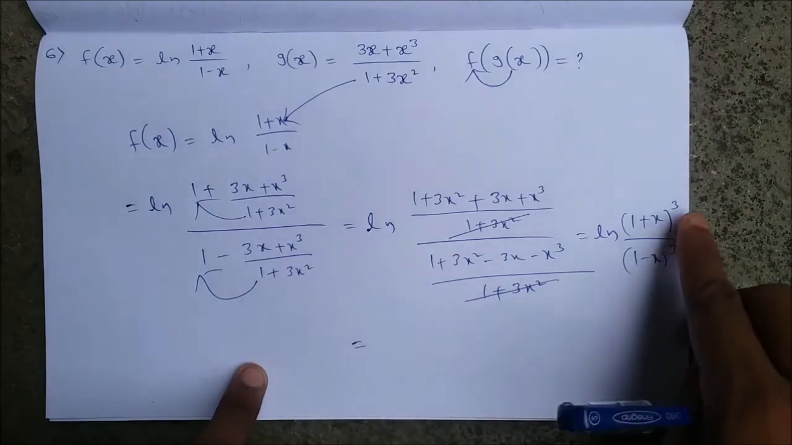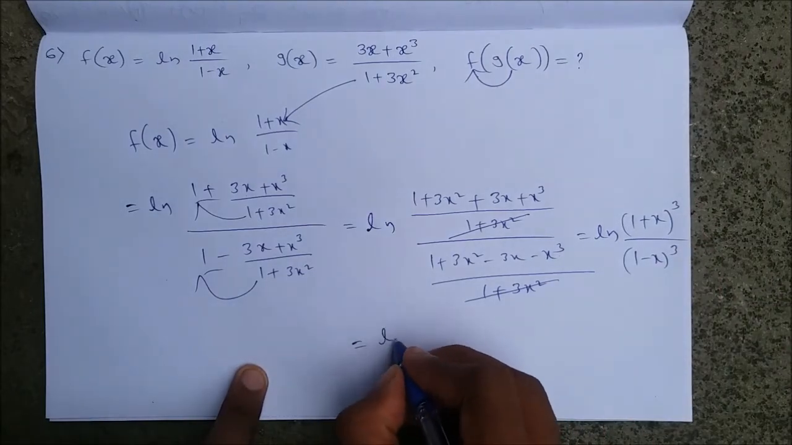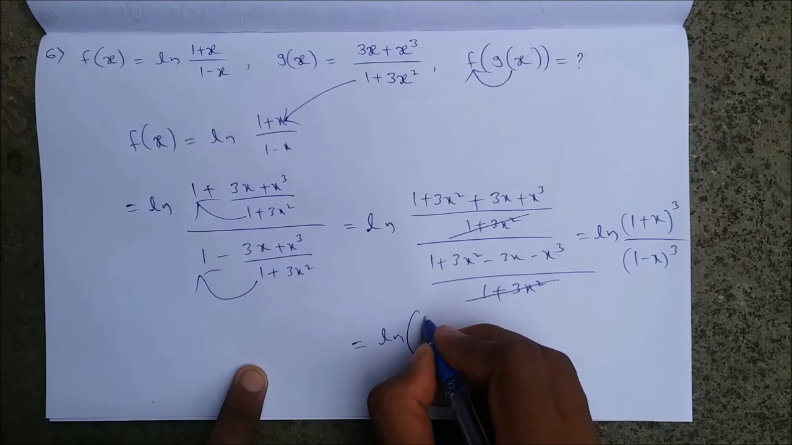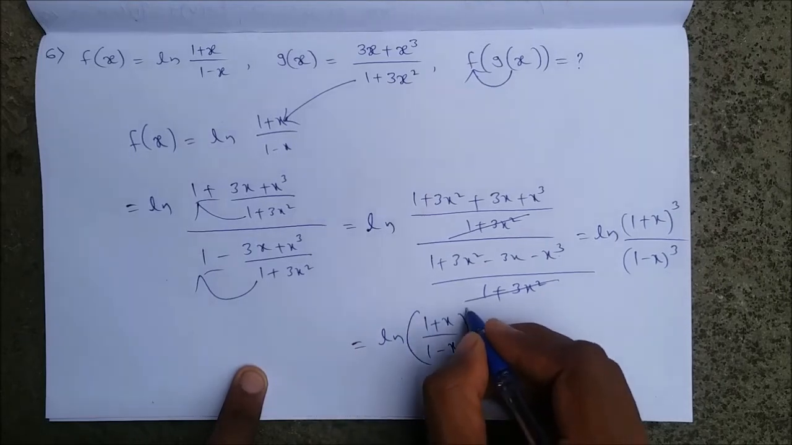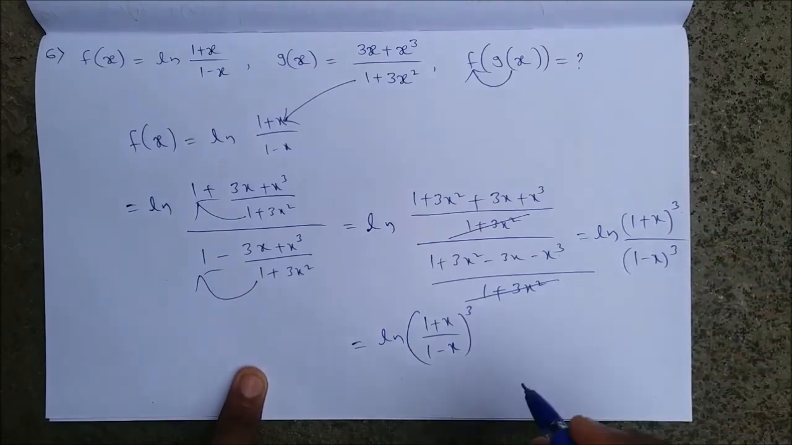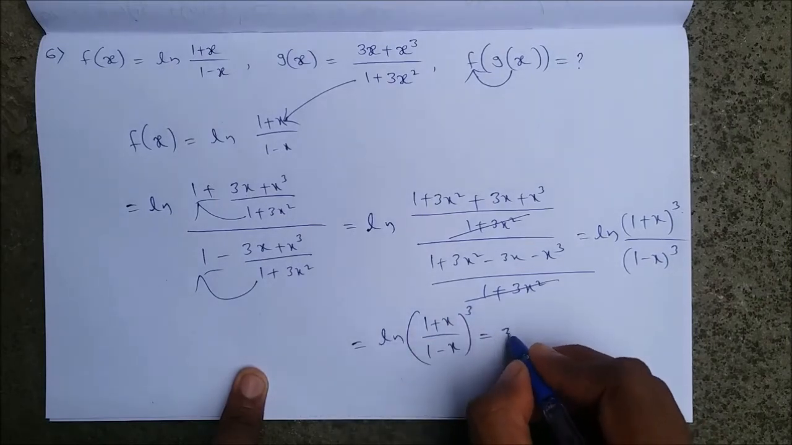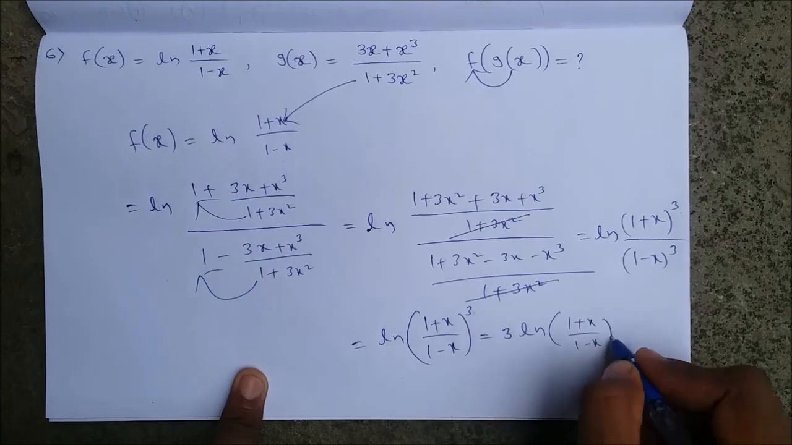Now in the numerator power 3 is there, in the denominator power 3 is there. So I will write that as ln of ((1 plus x) divided by (1 minus x)) whole power 3. Here power 3 is for numerator as well as for denominator, so I am writing it together. Now this 3 will come to the front side, so we remain with 3 times ln of (1 plus x) divided by (1 minus x).